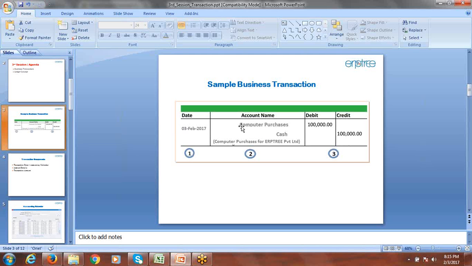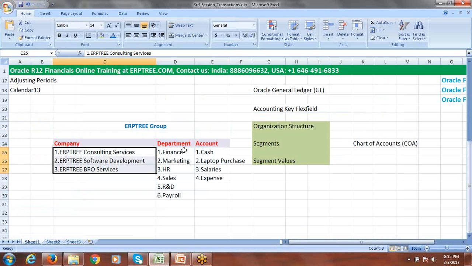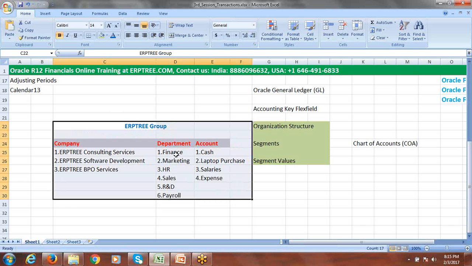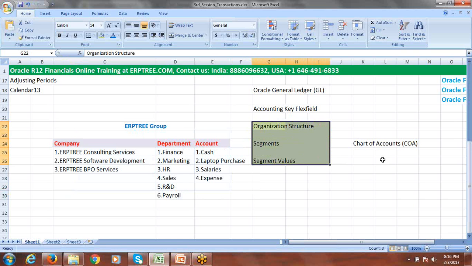Okay. So here, instead of just capturing the account, computer purchases, to keep the transaction more meaningful, we have to capture which company this transaction belongs to, which department, and exactly which activity you are doing. If you want to capture all this information, this is how you have to maintain it in the system: with these titles and this naming convention. Group name as the structure name, titles as segments, and the total information as segment values. These three components we call a chart of accounts. That means if you have a chart of accounts, you have all this information.